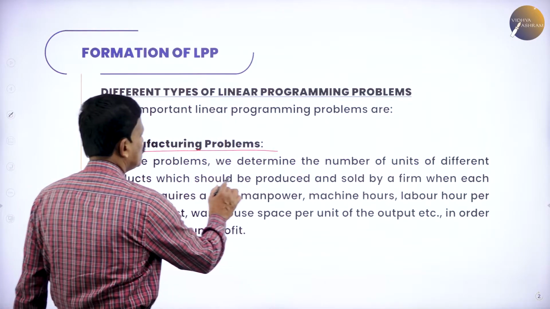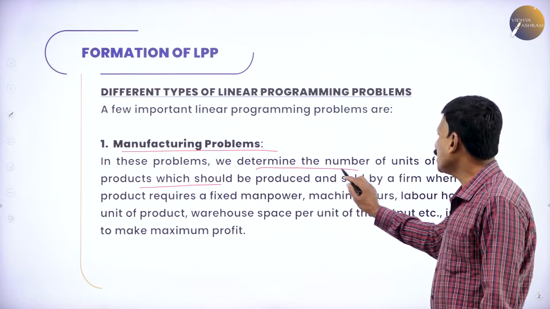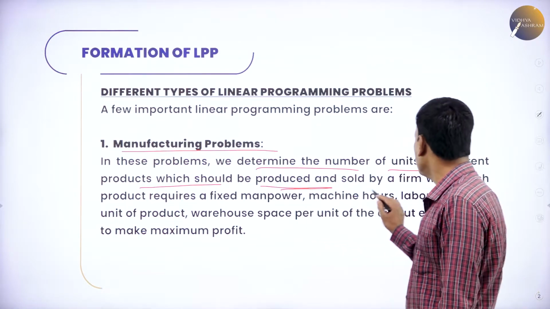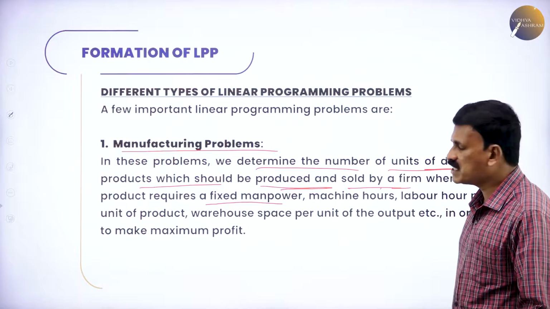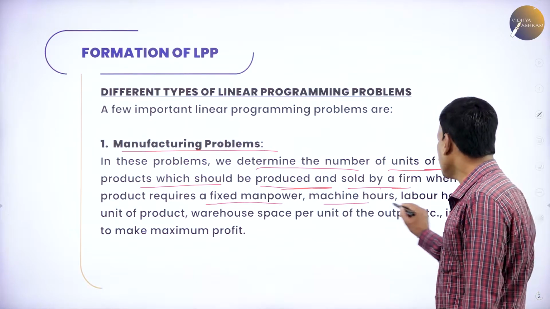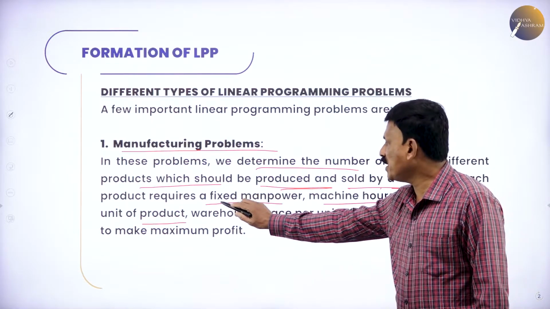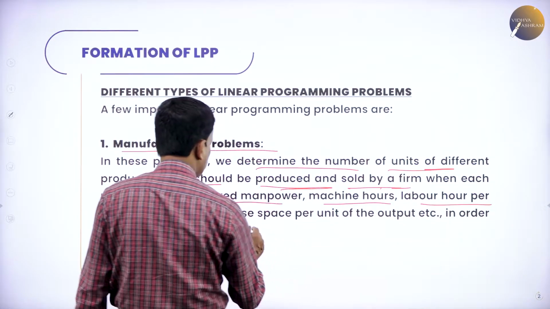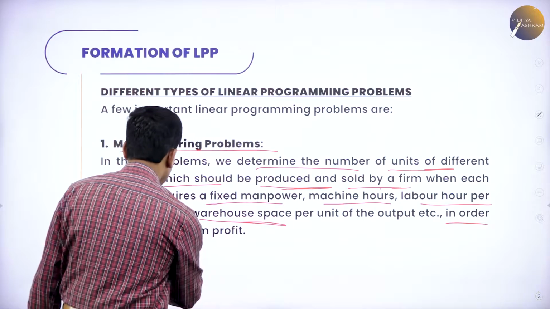Now see, in these problems we determine the number of units of different products which should be produced and sold by a firm, when each product requires a fixed manpower, machine hours, and labor hours per unit of product, and warehouse space per unit of the output, etc., in order to get the maximum profit.